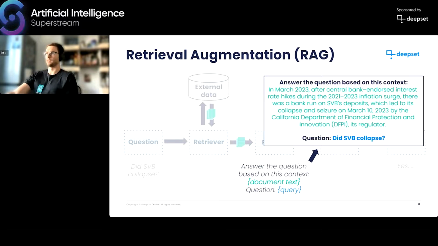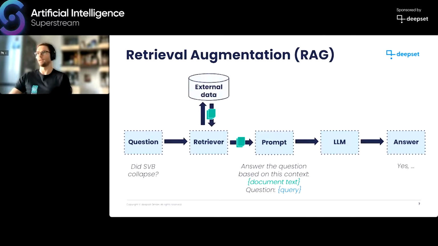Answer the question based on this context. For the question, did SBB collect? If we provide the relevant passage from the Wikipedia article, it will give us a nice answer and answer with yes. So it's fed into the LLM and then the answer comes out. So this is basically all about RAG.